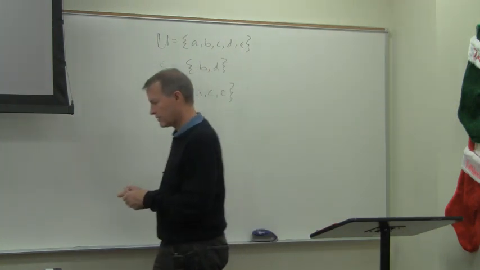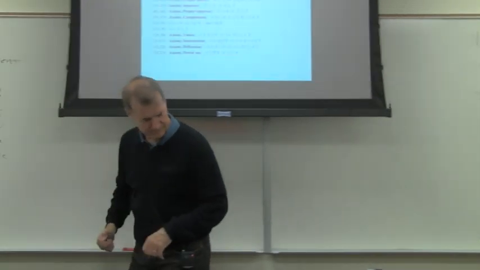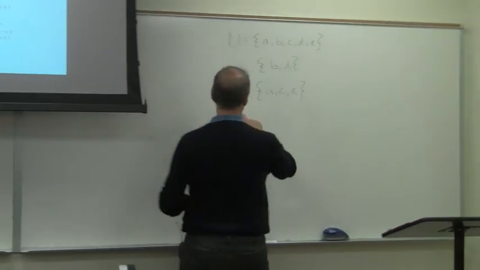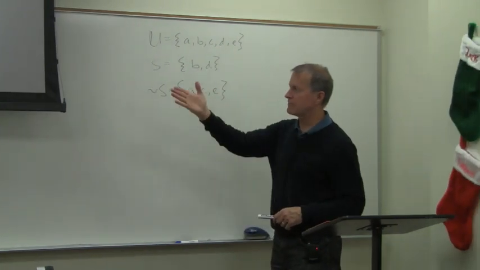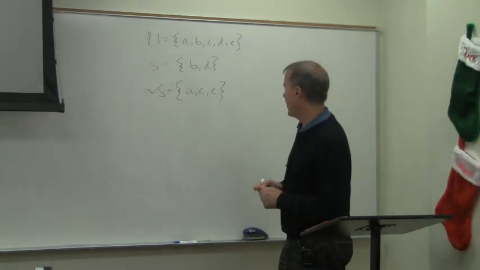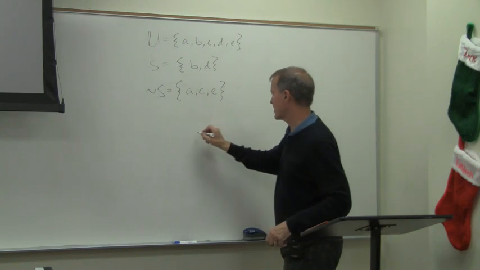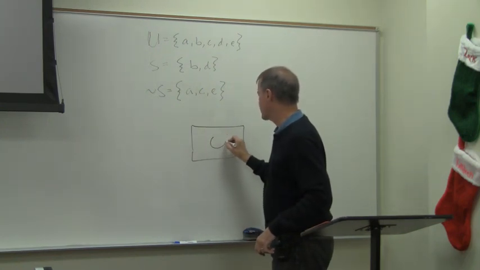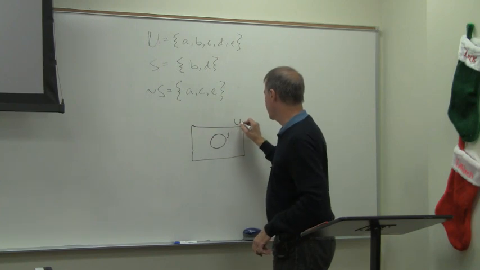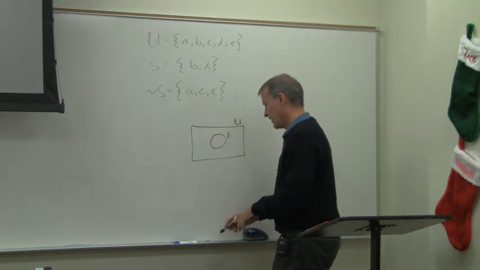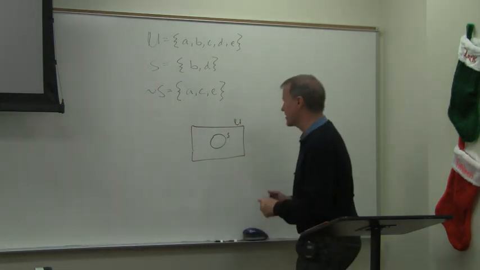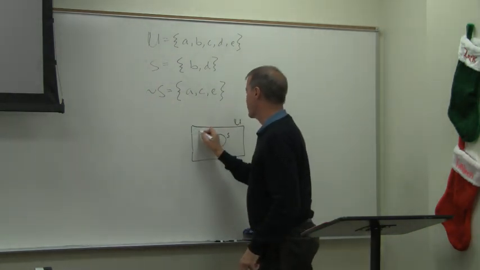Is this marker dark enough? Yeah. So the complement of S would be A, C, E. Does everybody see how that works? And you know what this looks like in a Venn diagram? If this is S and if this is U, then the elements that are in the complement of S are all the elements that are here.